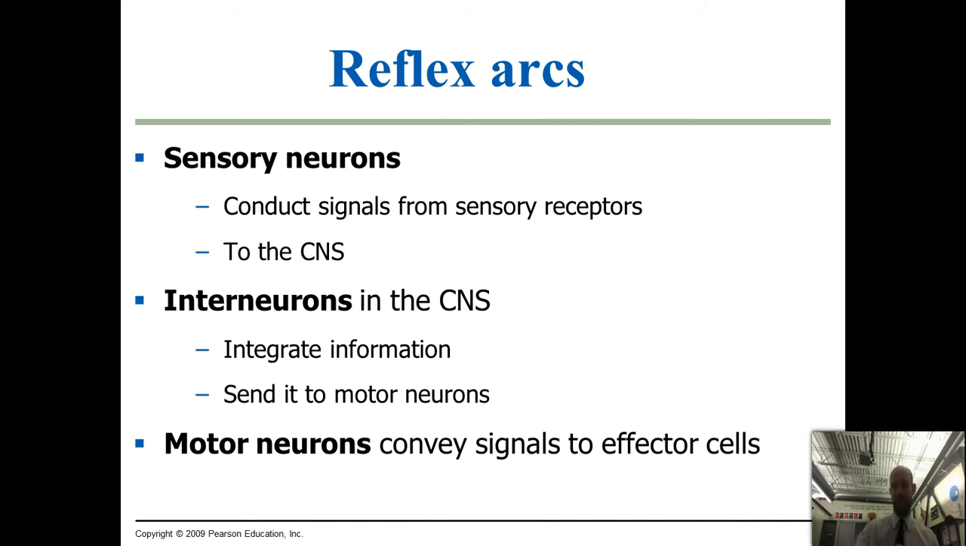So sensory receptors to sensory neurons, and that goes to the central nervous system. In the central nervous system, there are interneurons, also sometimes called relay neurons, that process this information and send it out to the correct motor neurons. Think about it: motors make things happen. A motor neuron takes the signal to the effector cell that is going to affect a change.